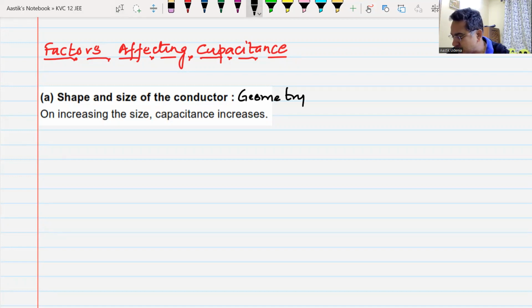With shape comes geometry. If the conductor is spherical in shape, capacitance would be different. Cylindrical, capacitance would be different. Plain plate, capacitance would be different. So it depends on the size, shape, and geometry of the conductor. Obviously, if the size is big, the capacitance is going to be more. And if the size is less, the capacitance is going to be less.